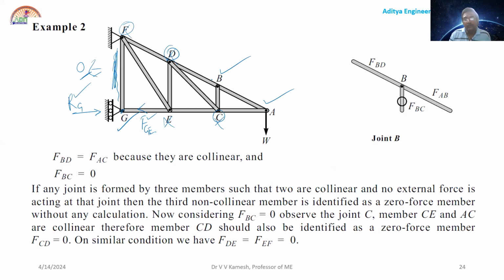But now you can see here, joint B, you can check it. FBD and FAB, they are collinear, so they will be equal. The third member FBC will become obviously 0.